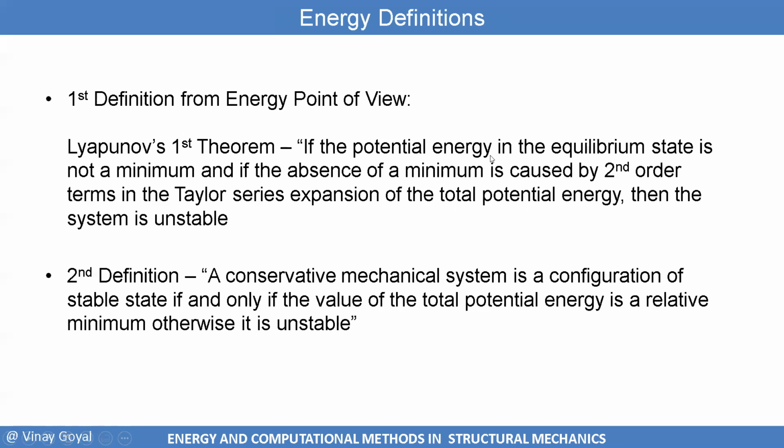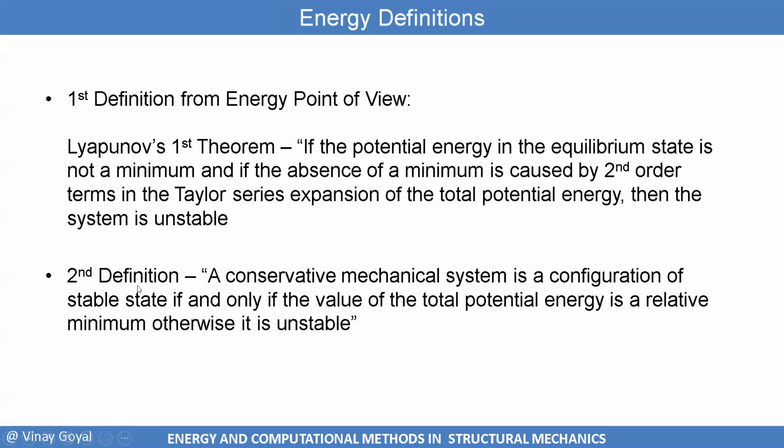the potential energy is something that we talked about in this course quite a bit. And what it's saying is if the potential energy in equilibrium state is not a minimum, and if the absence of a minimum is caused by second order terms in the Taylor series expansion of the total potential energy, then the system is unstable.